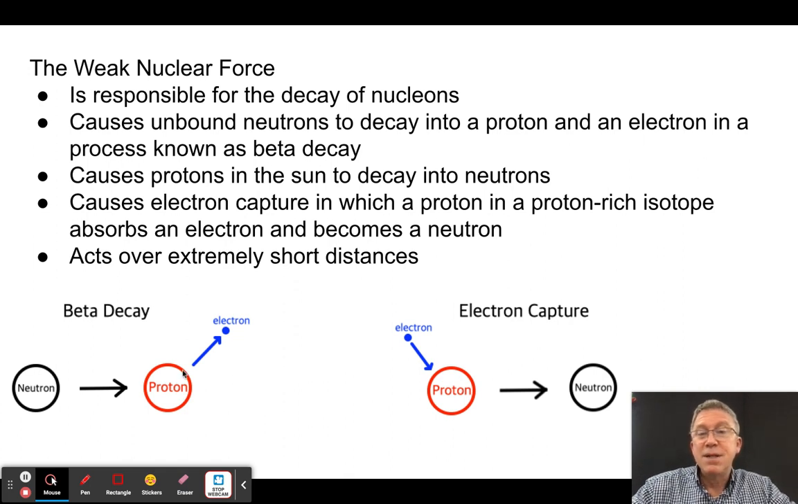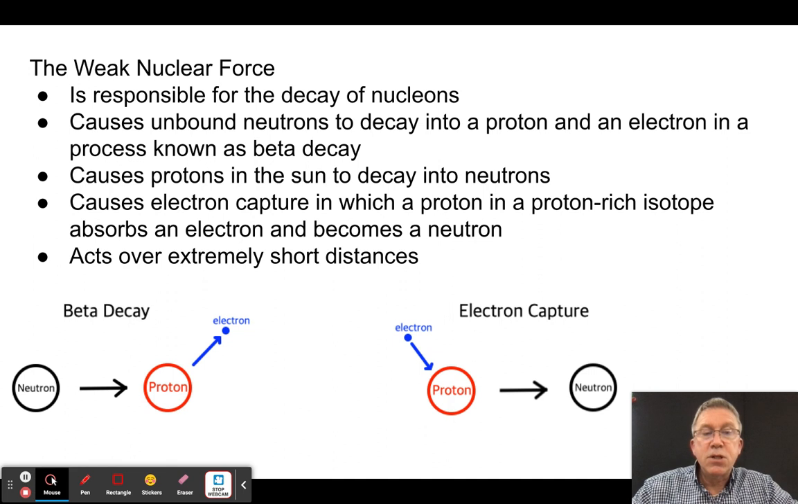Also, in the sun, individual protons can be packed together, or the opposite happens, and a proton can become a neutron. They do that by what's called electron capture. In electron capture, a proton absorbs an electron and then becomes a neutron. So in all of these cases, it is the effect of the weak nuclear force.